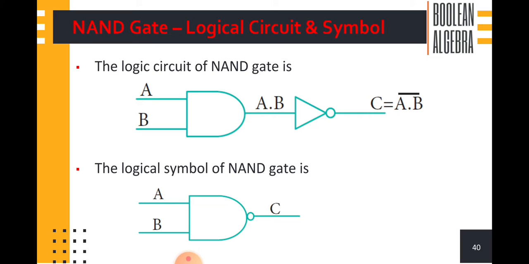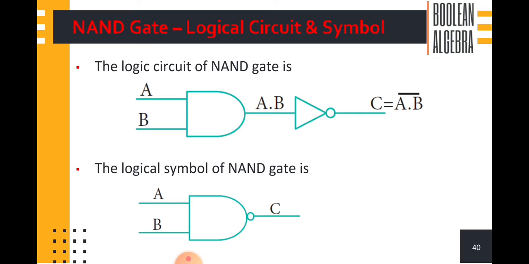How to draw the NOT gate? A triangular symbol with a circle. So A dot B is passed to the NOT gate, and what output can we get? We get A dot B, the whole bar. The bar symbol is used to specify the NOT gate, and the dot symbol is used to specify the AND gate. So the output of the NAND gate is C equals A dot B, the whole bar.